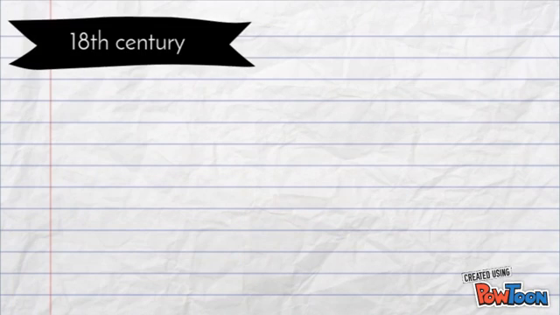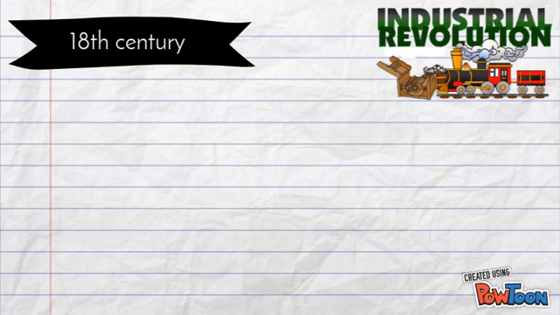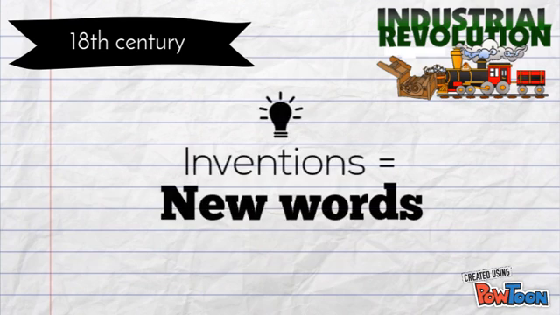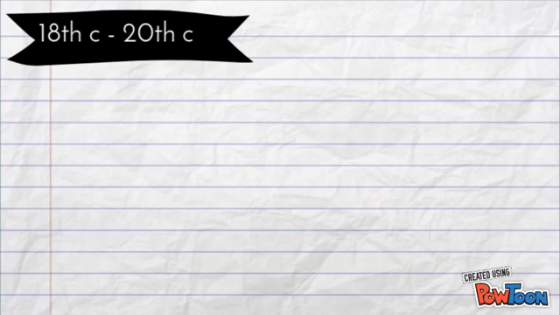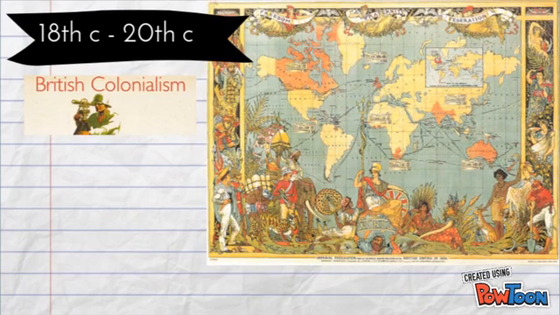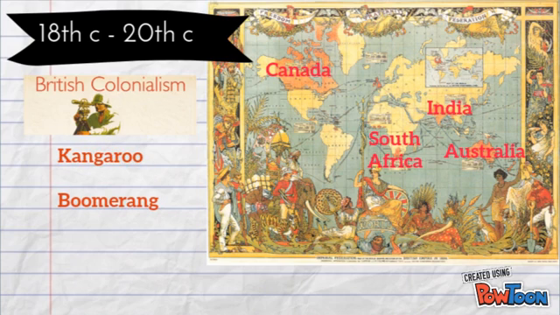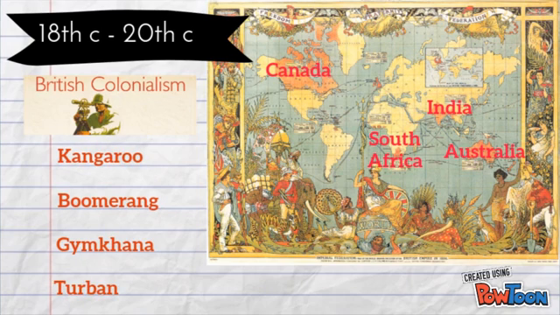In the 18th century, the Industrial Revolution appeared in Britain. New words had to be invented to design new products and new machines. For example, train, engine, electricity, telephone, telegraph. And lastly, between the 18th and 20th centuries, Britain was an empire, and English kept changing as they moved across the world. British people interacted with other cultures, and new words were added. Kangaroo and boomerang come from Australia, gincana and turban from India.